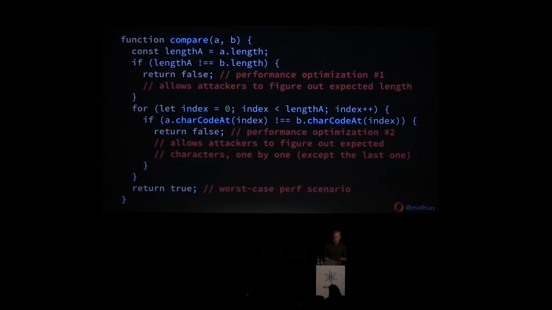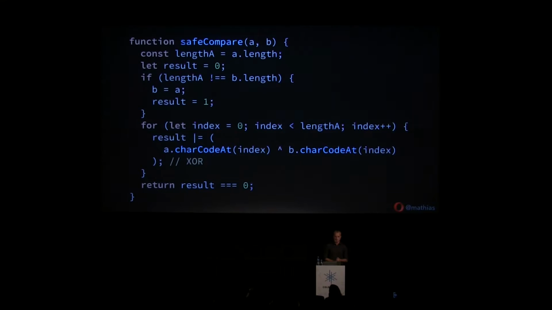So how can we avoid this problem for the compare function? Well, whenever you're comparing sensitive strings, you should use a safe comparison function. And here's an implementation of that. This is a constant time comparison function. How do you create such a function? Well, you basically undo all those errors.